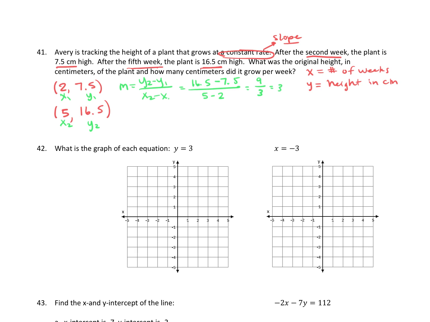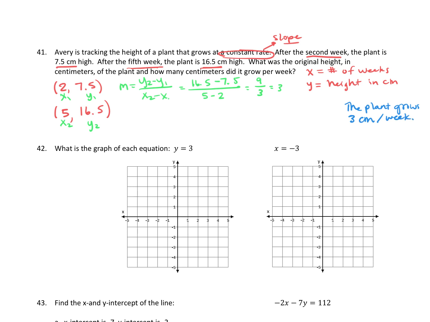So our slope is 3, and we were told that the plant grows at a constant rate, and I told you at the beginning, constant rate is our slope. So 3 centimeters is the constant rate. That is going to answer the question, how many centimeters did it grow per week? It's growing at a constant rate of 3 centimeters per week. So I guess we could go ahead and answer that. The plant grows 3 centimeters per week.